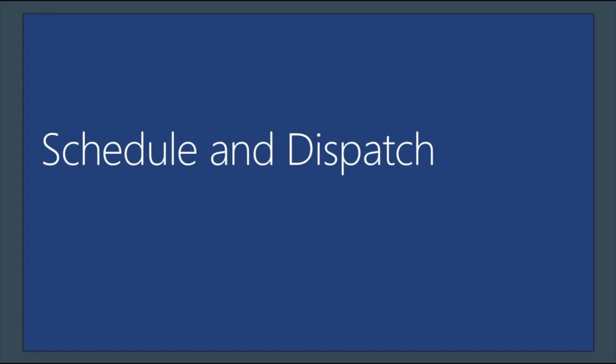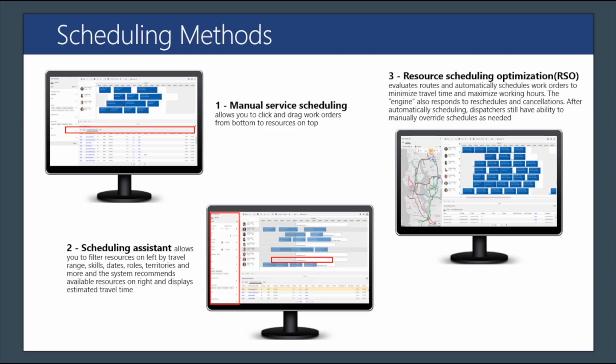All right, so that concludes the work order management section of this session. Let's go ahead and move then into the schedule and dispatch portion. The field service app allows for three basic or different scheduling processes that we define as manual, semi-automated, and with the optional RSO app, fully automated. So let's start by exploring the semi-automated method first.